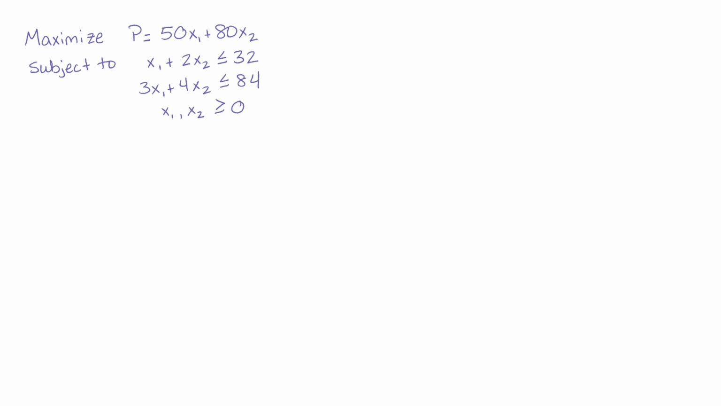Example 1: we're going to maximize p equals 50x1 plus 80x2 subject to the constraints x1 plus 2x2 less than or equal to 32, 3x1 plus 4x2 less than or equal to 84, and x1 and x2 are non-negative.